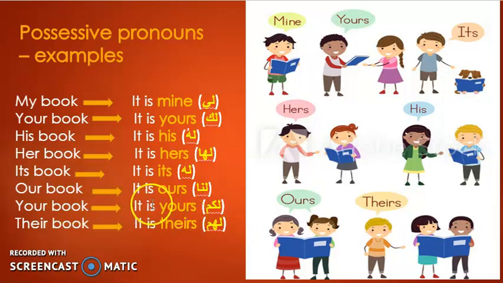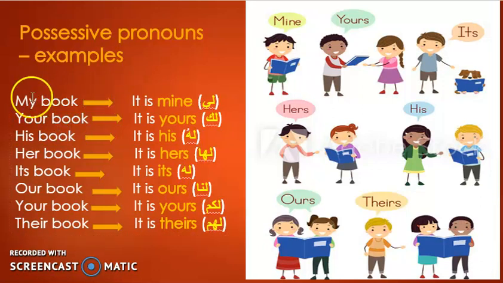Yours. Your becomes yours. Their, which is the possessive adjective, becomes theirs in possessive pronoun. It is theirs. Lahum. It is theirs.